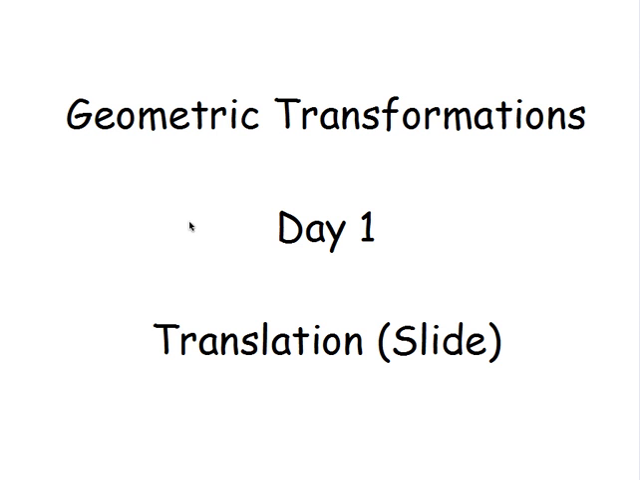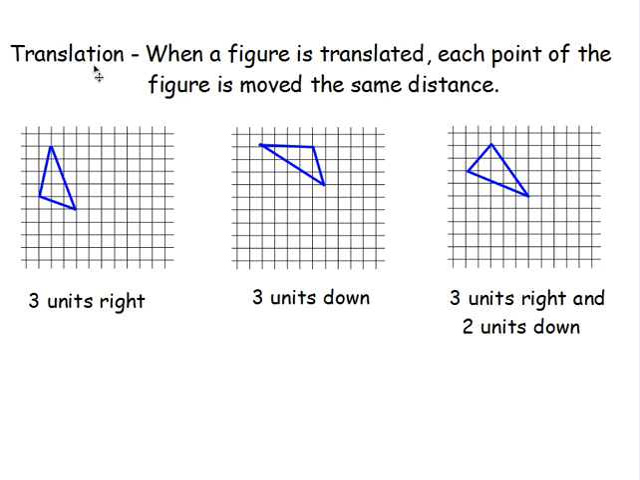Alright, today we're going to talk about geometric transformations, day 1. There's going to be 4 days of this, or 4 episodes we're going to watch. Today we're going to talk about translations, otherwise known as a slide. First, the definition. A translation is when a figure is translated, each point of the figure is moved the same distance. So we have this triangle right here.